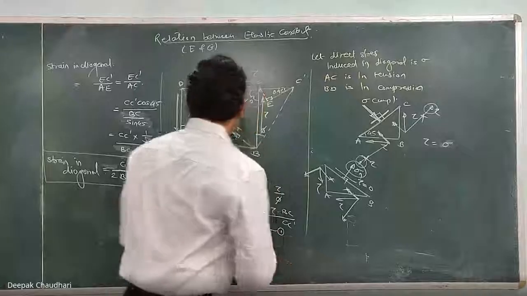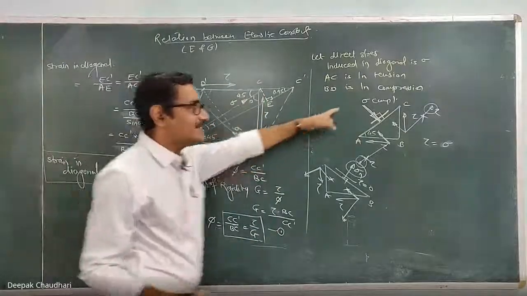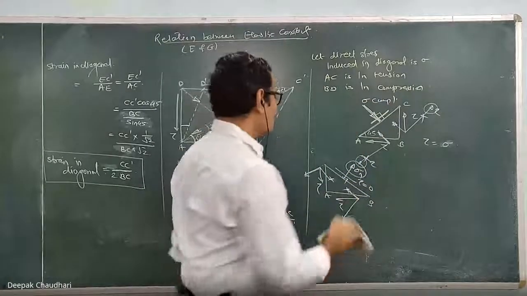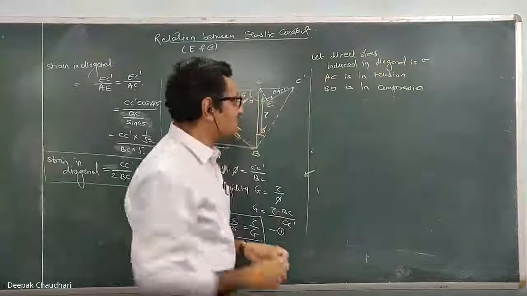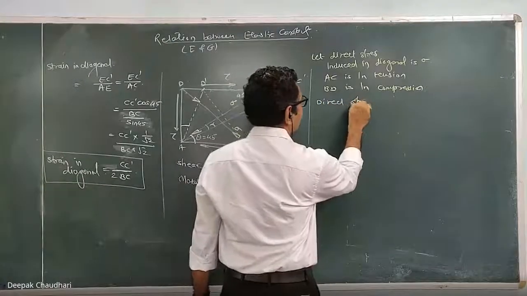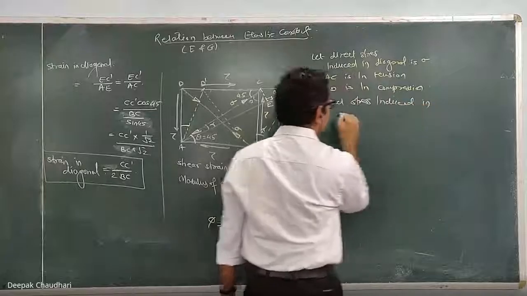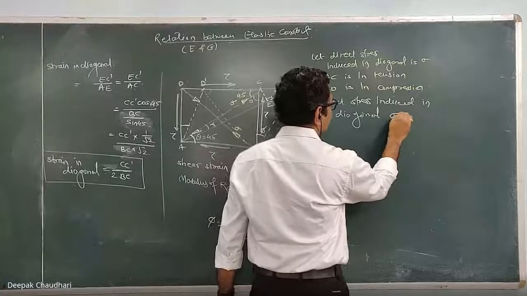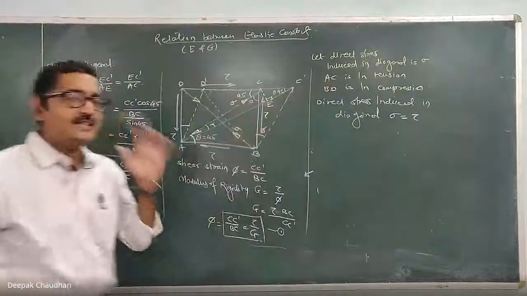But here, since it is a cube and this angle is 45, if you analyze this force system simply by using the condition of equilibrium, you can observe that the direct stress induced in a diagonal, sigma, is equal to the shear stress tau. Okay, this we can prove.